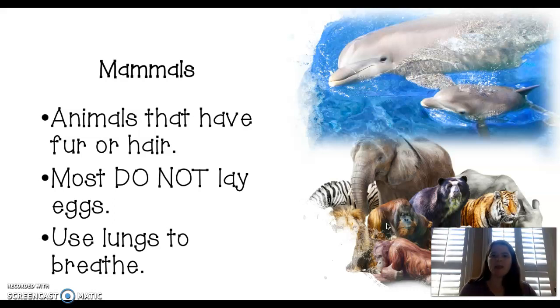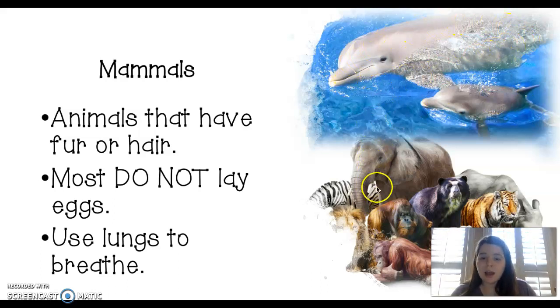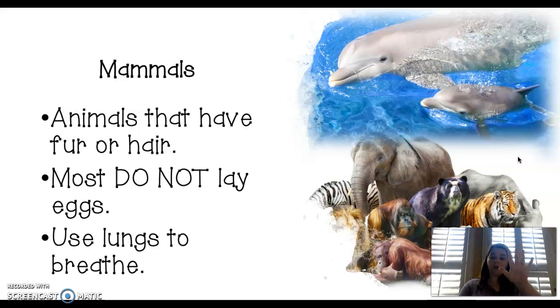We are. So some examples of mammals are the dolphin over here. Dolphins do not lay eggs. And we have an elephant, we have a gorilla, a tiger. These are all animals that have fur, do not lay eggs, and use lungs to breathe. So those are our 5 different categories of vertebrates.